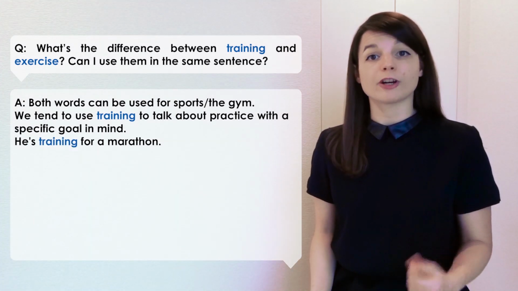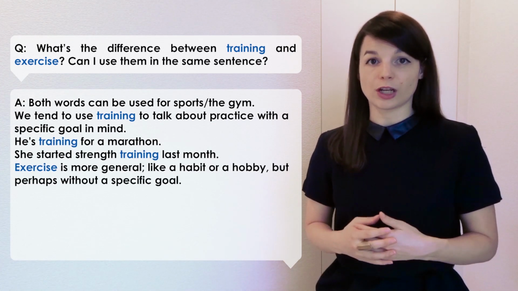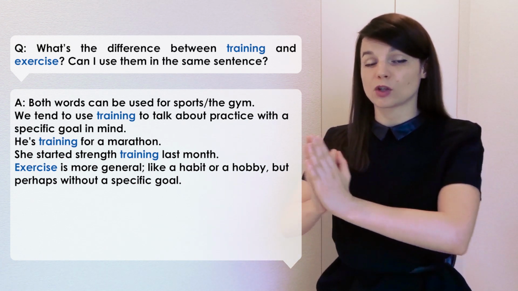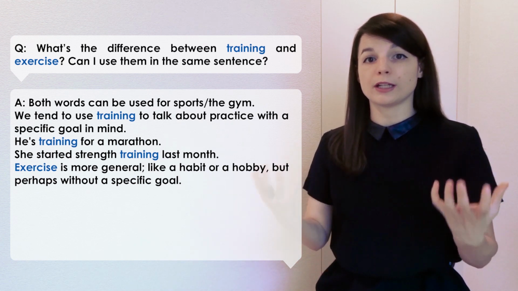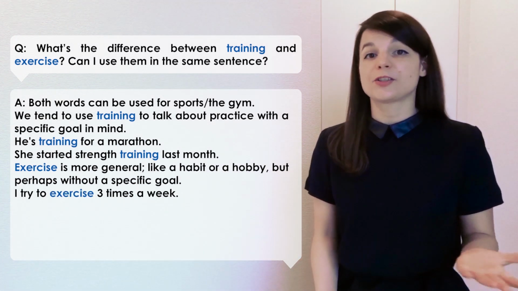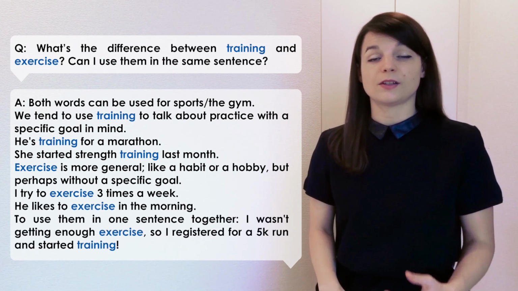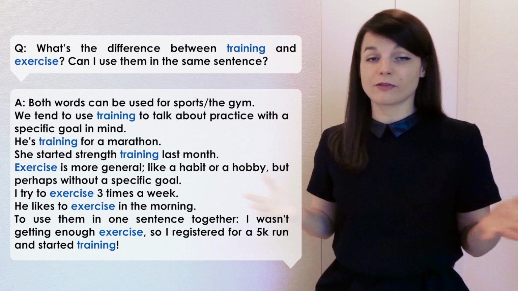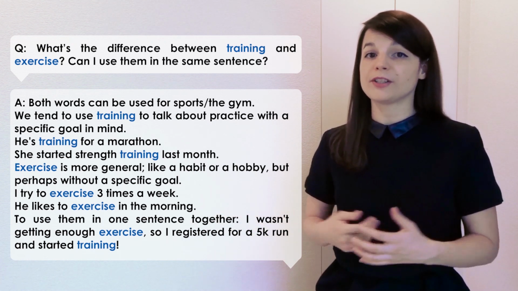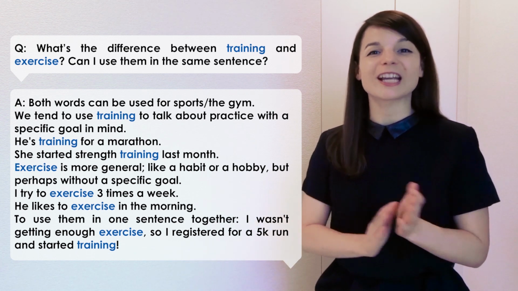Examples. He's training for a marathon. She started strength training last month. Exercise is more general. It's like a habit or a hobby. Maybe we don't have a specific goal in mind, but we do it in order to keep our body in good shape. Some examples. I try to exercise 3 times a week. He likes to exercise in the morning. So to put them together in one sentence, for example, I wasn't getting enough exercise, so I registered for a 5K run and started training. Hope that helps you. Thanks for the question.